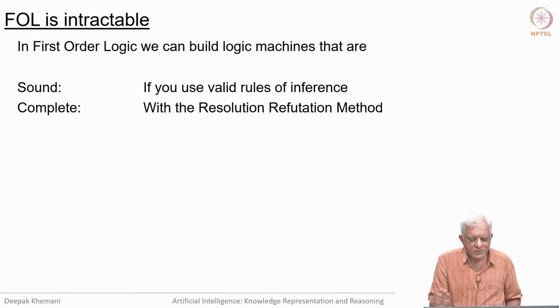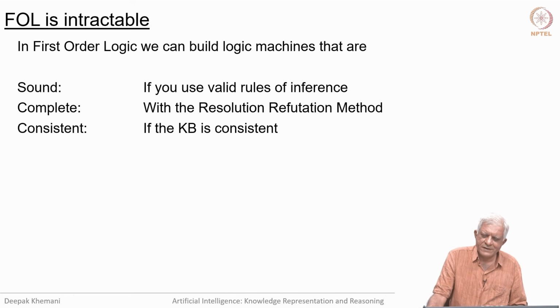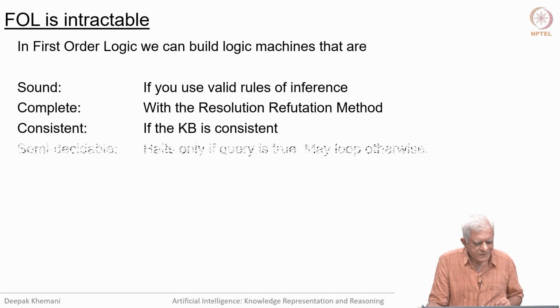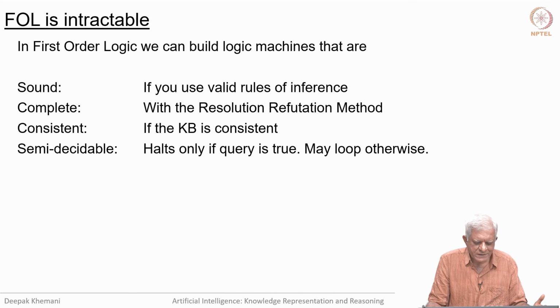So, in first order logic you can build complete systems, you can build consistent systems as long as the knowledge base is consistent. Whatever you derive from that will be consistent, and you will never be able to derive alpha and not alpha at the same time. Of course, we have not given a proof of that, but we cannot put too much into one course.